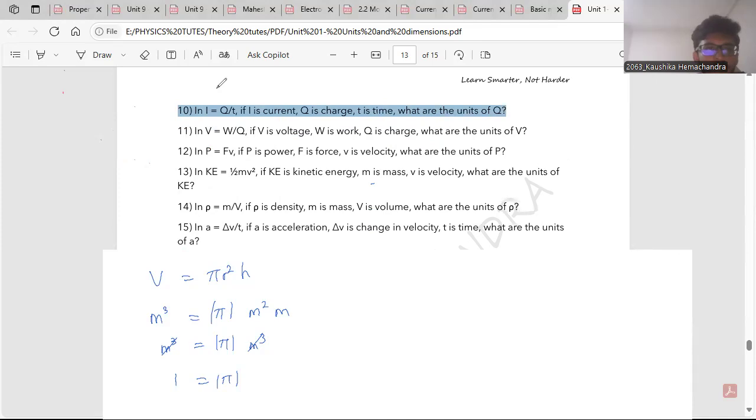So unit of current is a basic unit, no? Unit of current we take as amperes. 10th one homework, right? Yes. If you get the units as 1, that means no units, right?